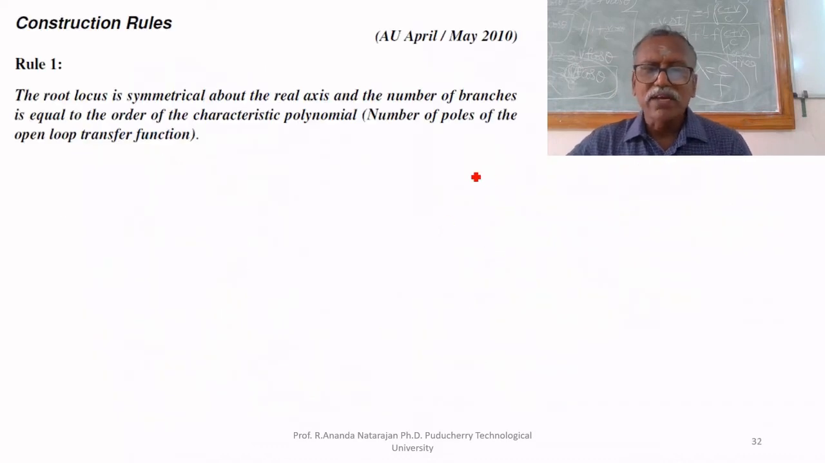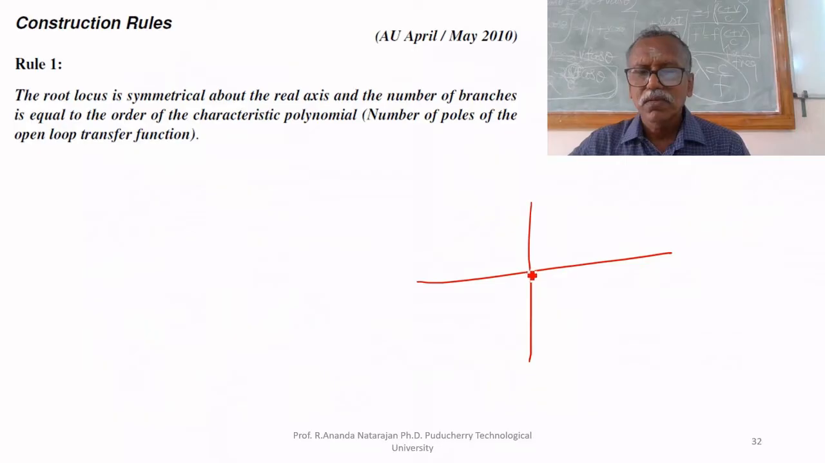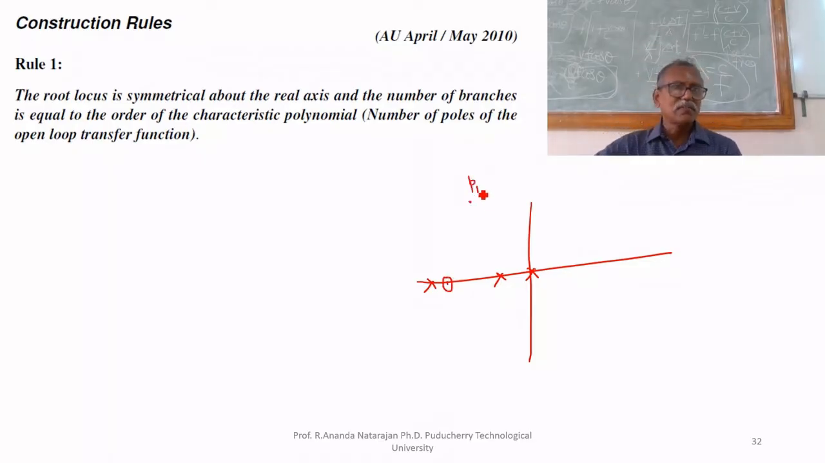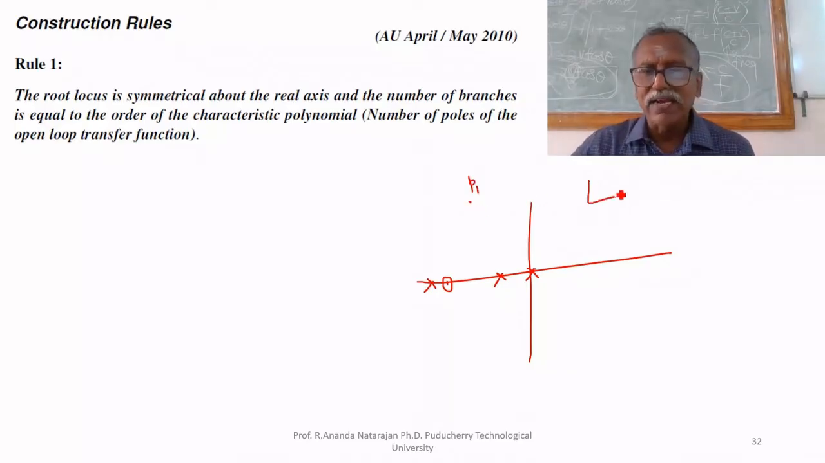Suppose I have some poles: one pole here, another pole here, another pole here, and a zero here. Suppose I want to check whether this point P1 is on the root locus or not. For that, I have to apply the angle criterion, the angle of G of s H of s.